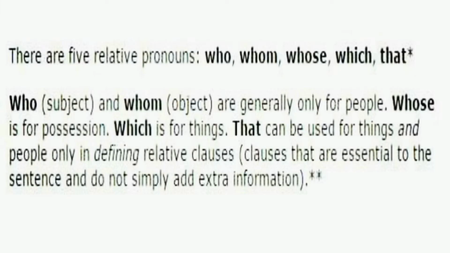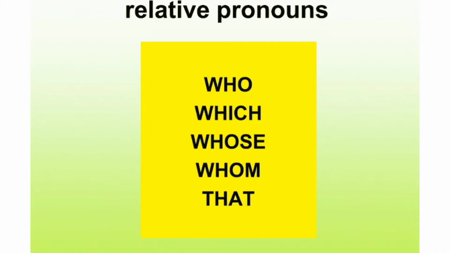There are five relative pronouns: who, whom, whose, which, that. Who for subject and whom for object are generally only for people. Whose is for possession. Which is for things, and that can be used for things and people only in defining relative clauses. So, the relative pronouns are who, which, whose, whom, and that. Let's see one by one in detail.